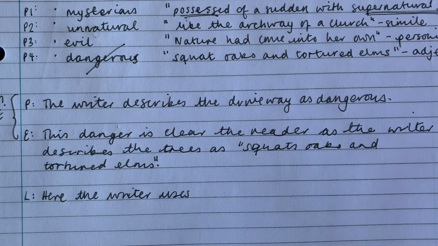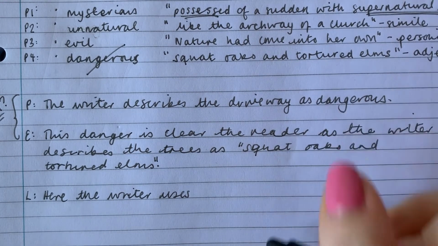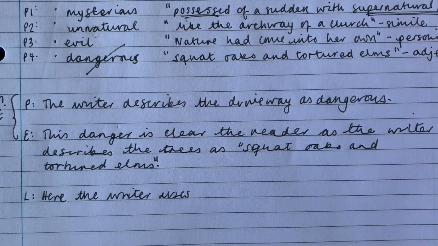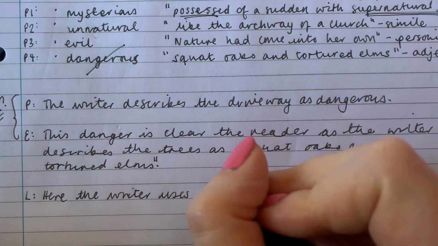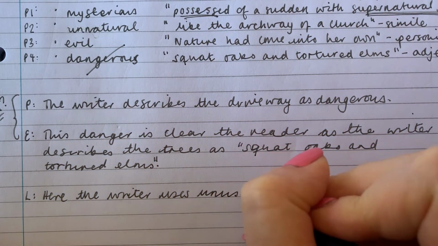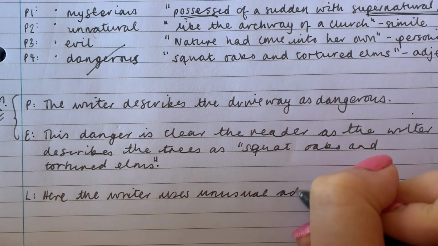Now, we've already talked about squat, although it's not squats oaks, it's squat oaks. We've talked about the fact that a squat oak and a tortured elm is unusual. Therefore, the adjectives are unusual. Those nouns, those trees described in that way is unusual. Therefore, what's making them unusual is the adjectives. So we can say here the writer uses unusual adjectives.